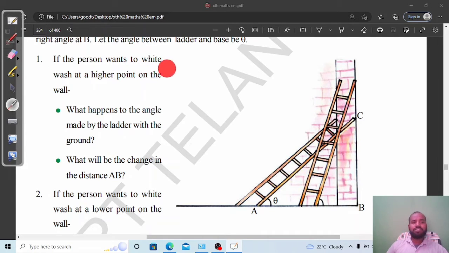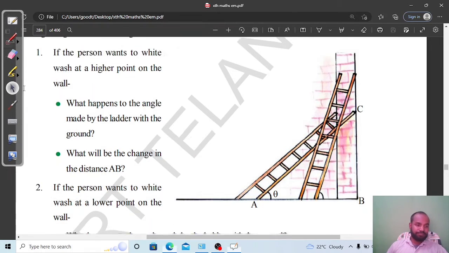So if a person wants to whitewash at a higher point on the wall, what happens to the angle made by the ladder with the ground? Okay. So next, what will be the change in the distance AB? So what is the distance between A and B? The distance between A and B is increasing when the height is decreasing. Yes or no? When the height is increasing, the distance between A and B will be decreasing. Yes or no? We will observe from this point.